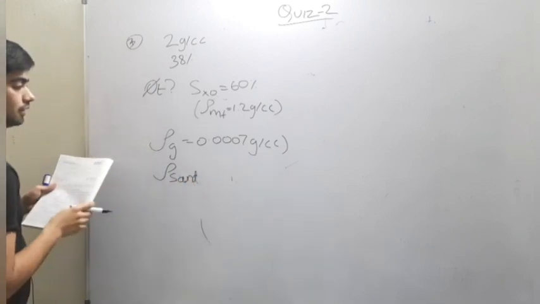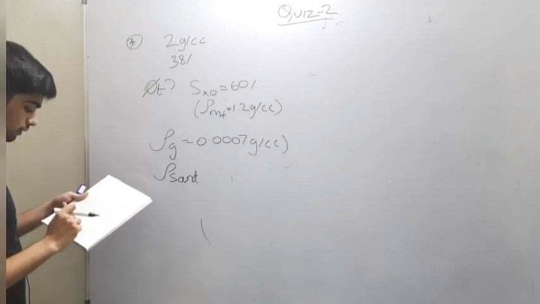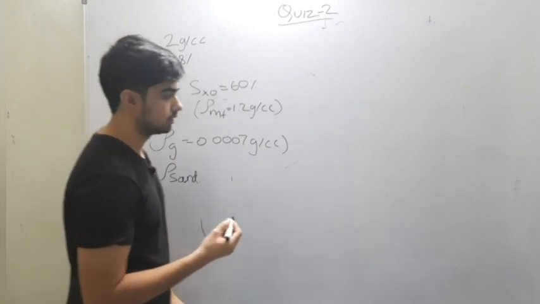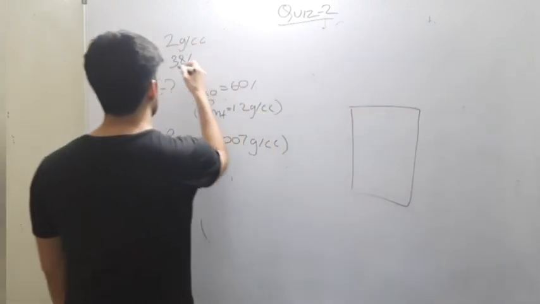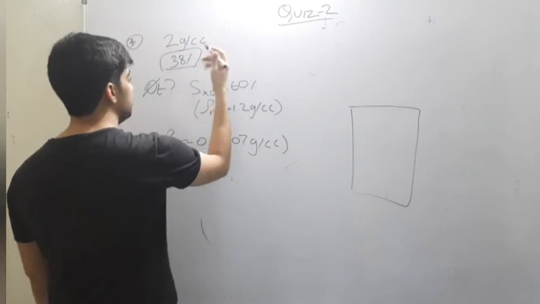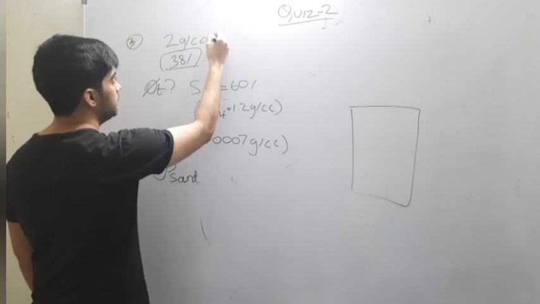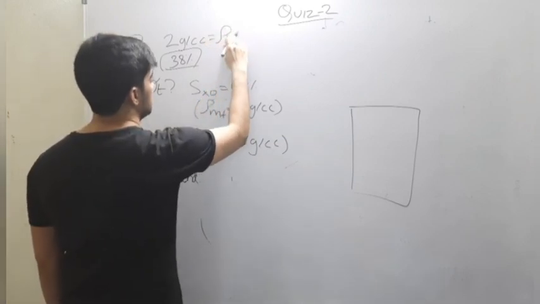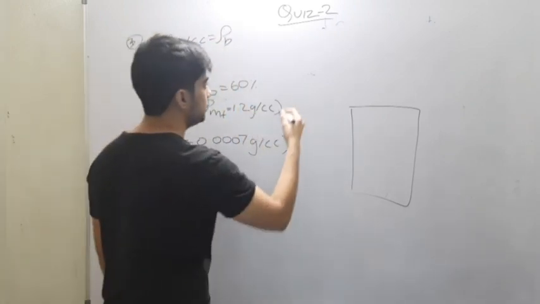Alright, so they are asking about the true porosity and they have given you all the details of the formation. So this 38% is the extra information which you don't actually need. This is just to confuse you, and we will make use of this reading. So this is actually the bulk density, which is measured by your density tool.